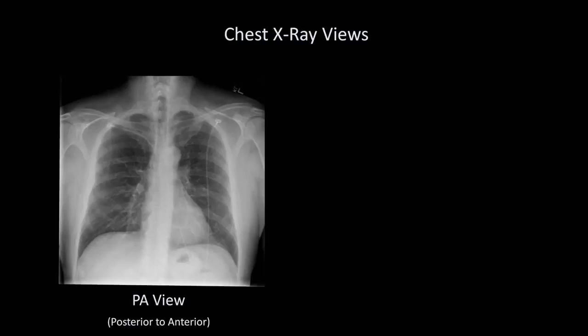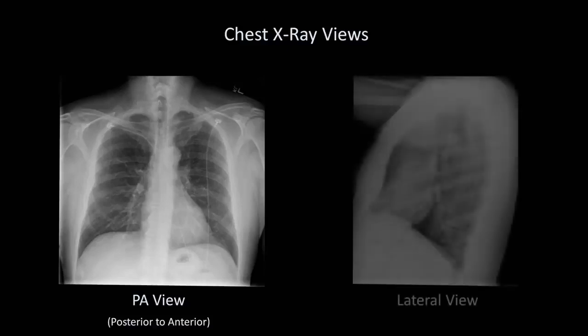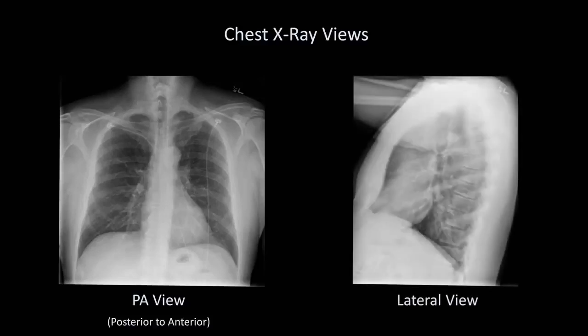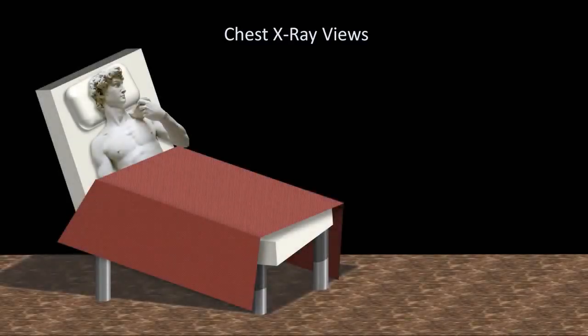In most cases, the PA view will automatically be accompanied by the lateral view. As the term implies, the lateral view is the two-dimensional projection of the patient's internal structures as seen from the side. The PA view should be distinguished from another situation common in the hospital where patients may be physically unable to stand due to weakness, confusion, surgical wounds, or invasive tubes.